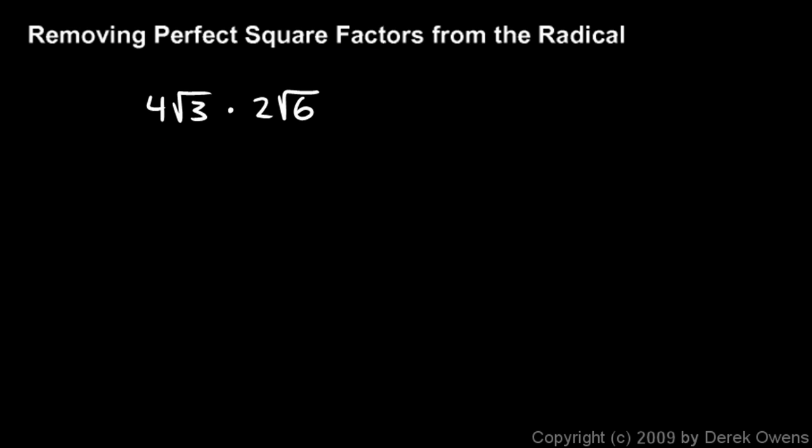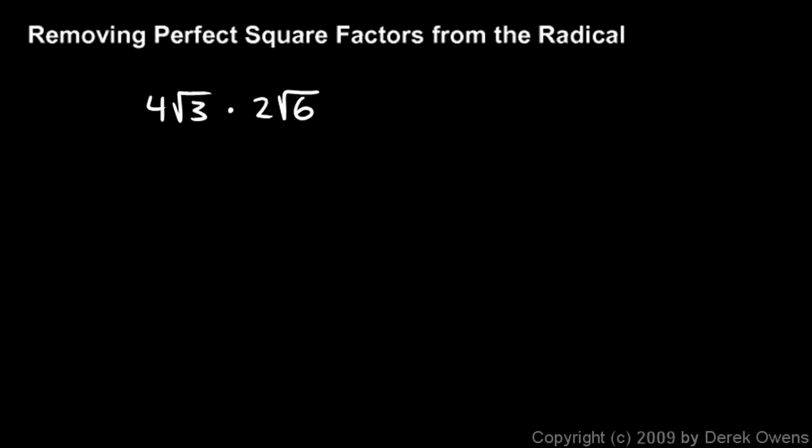4 root 3 times 2 root 6. Now the square root of 3 is simplified. There aren't any factors of 3 that are perfect squares that we can bring out from under the radical. And the same is true with the square root of 6. There are no perfect square factors of 6.